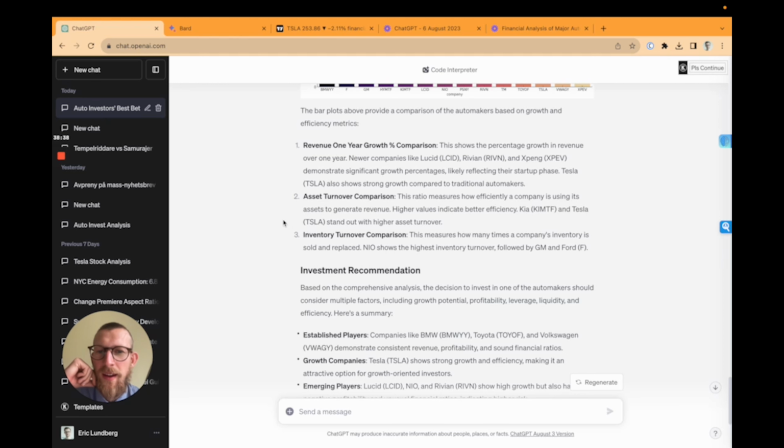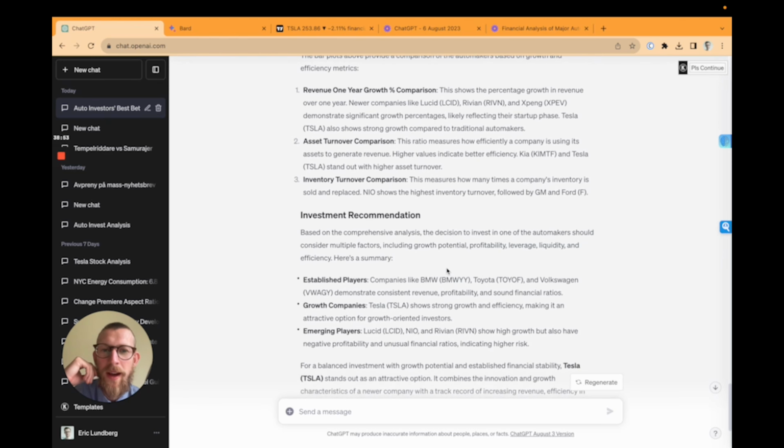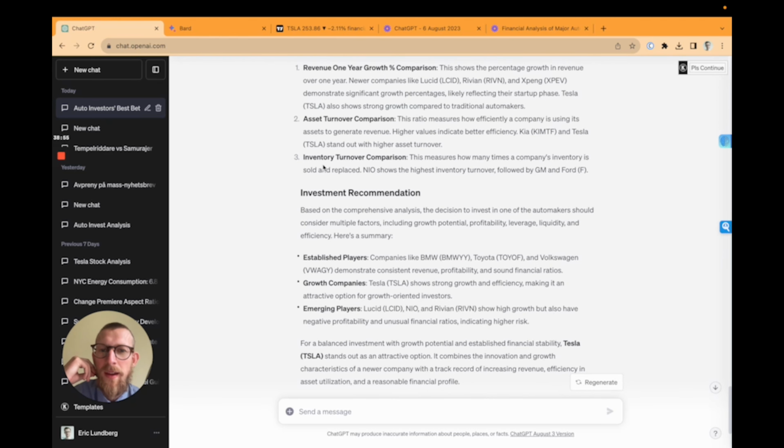Yes. Asset turnover comparison, this ratio measures how effectively a company is using its assets to generate revenue. Higher values indicate better efficiency. Kia and Tesla stand out with a higher asset turnover. Inventory turnover comparison, this measures how many times a company's inventory is sold and replaced. NIO shows the highest inventory turnover, followed by GM and Ford.